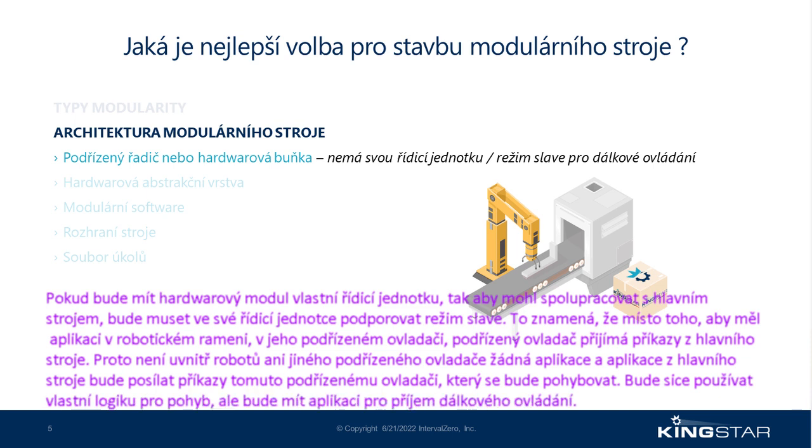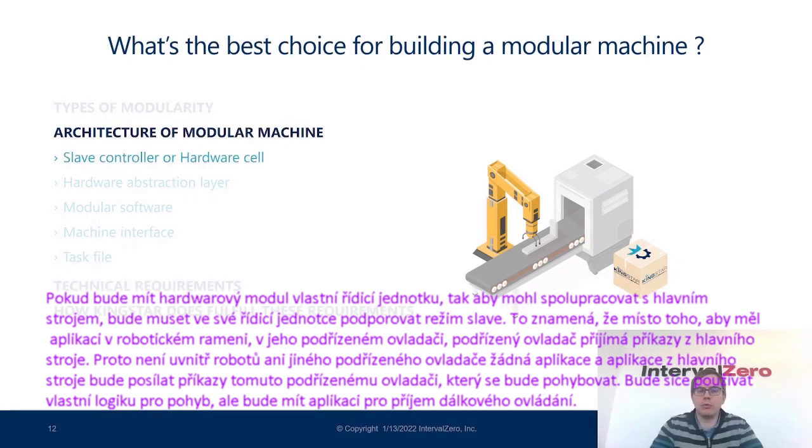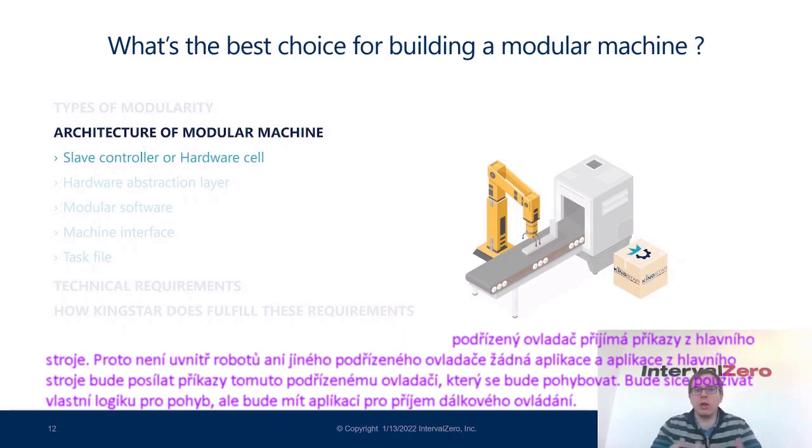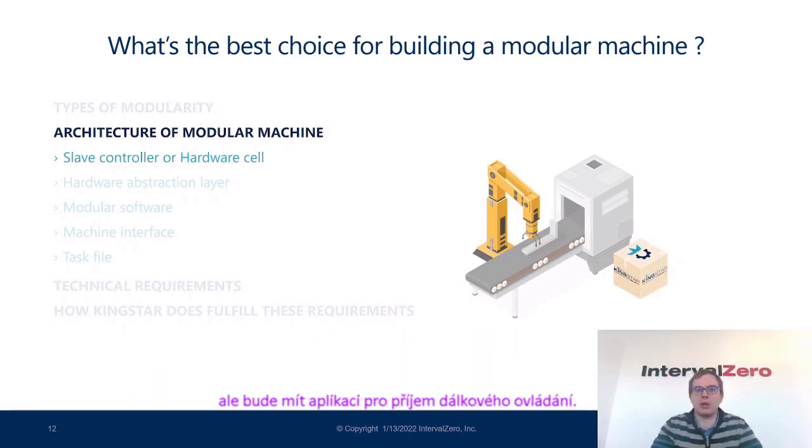But to be able to cooperate with a main machine, it will need to support a slave mode in its controller. This means that instead of having an application in the robotic arm, the slave controller receives commands from the main machine. Therefore, there is no application inside the robot or the other slave controller, and the application from the main machine will send commands to the slave controller, which will move. It will use its own logic to move, but it will have the application done remotely.